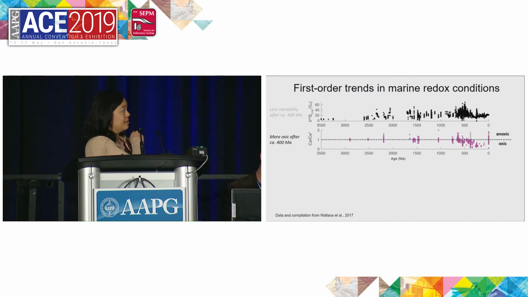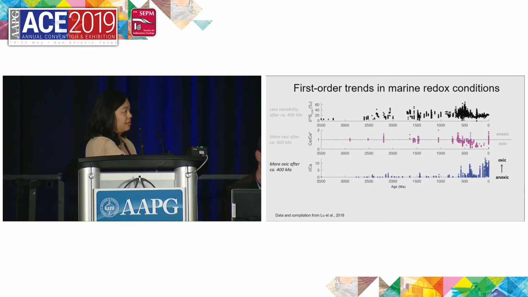Next, here's the cerium anomaly data. Again, the first order trend is values that hover around 1 until approximately 400 million years ago, at which point they start to decrease. If we were to interpret this using a redox lens, we would say that there was an increase in more oxic oceans after about 400 million years. Now, this is not to say that prior to 400 million years ago, the entire ocean was anoxic. That's not what I'm saying at all. It's just that there seems to be an overall shift to these more well-oxygenated conditions. And in fact, there certainly was a lot of spatial heterogeneity throughout this period.